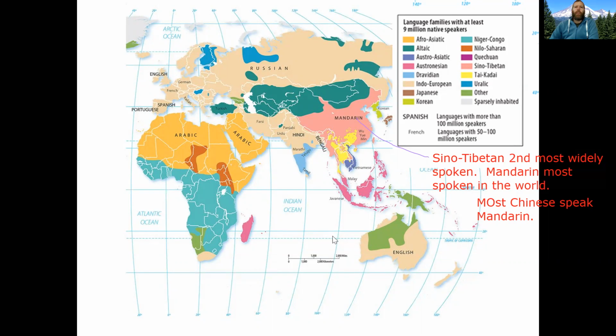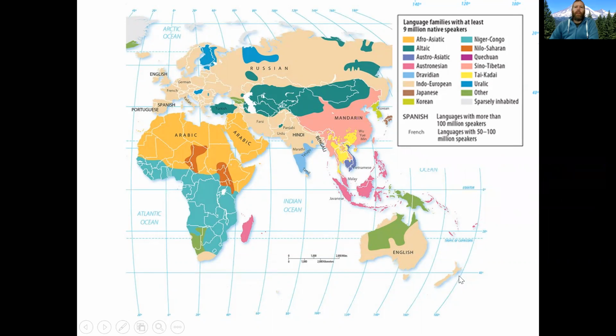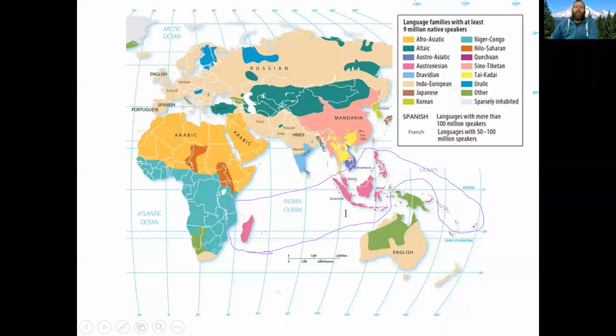So there's that. Okay. The next one I want to talk about real quickly is this one. It's called Austronesian. So this one encompasses all these island peoples. Okay. So it includes, this is called Austronesian.